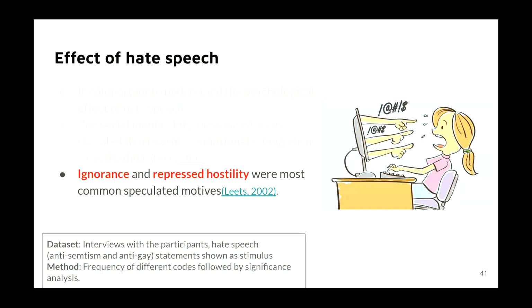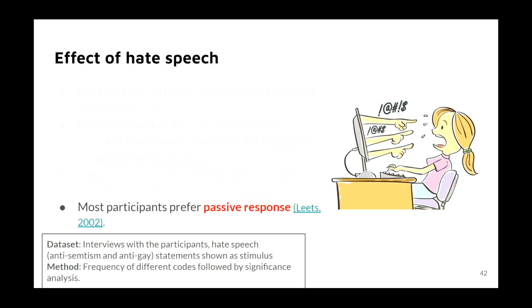When asked about the hate speakers' motive, they usually identify ignorance towards their community and repressed hostility as two of the most speculated motives. One of the interesting points was that most participants prefer a passive response or no response. So they don't want to respond to those who are speaking hate speech.